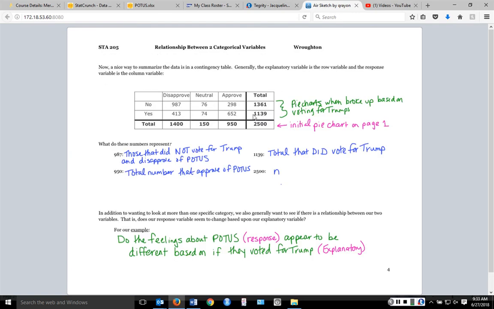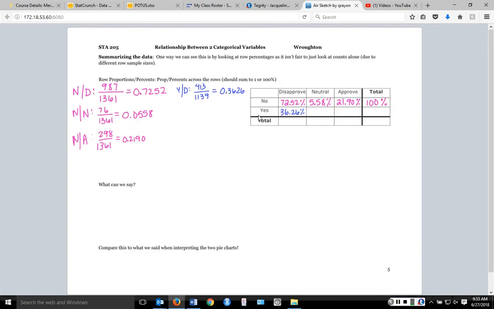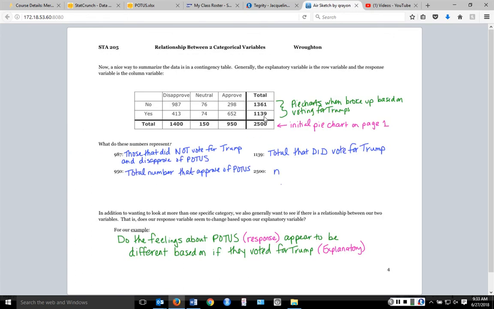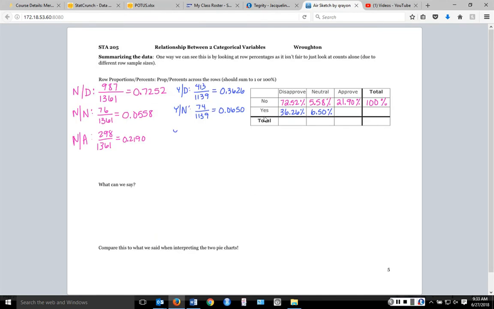To find what percent of those are neutral, we'll take the 74 divided by the 1,139, and we get 6.5%. And then finally, what percent approve? Take the 652 divided by the 1,139. That will be 57.24%. Again, adding those numbers up, we do get 100%.